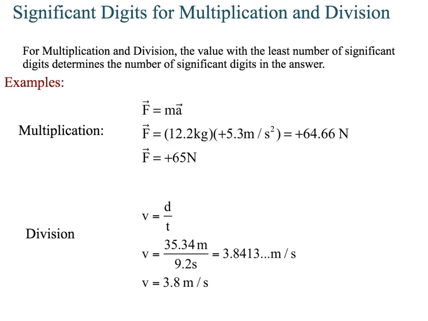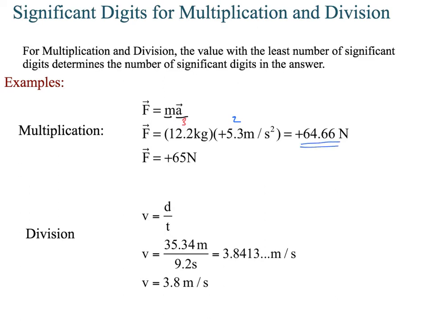For multiplication and division, the value with the least number of significant digits determines the number of significant digits in your answer. In the example for multiplication, we see the forces being calculated. We see that the mass is multiplied by the acceleration. For the mass, this value has 3 significant digits. For the acceleration, we see that this value has 2 significant digits. So what you need to do is multiply those numbers together and get your unrounded answer.